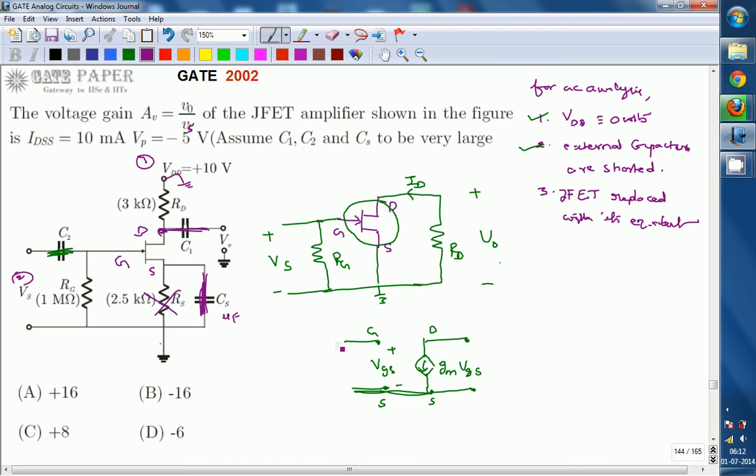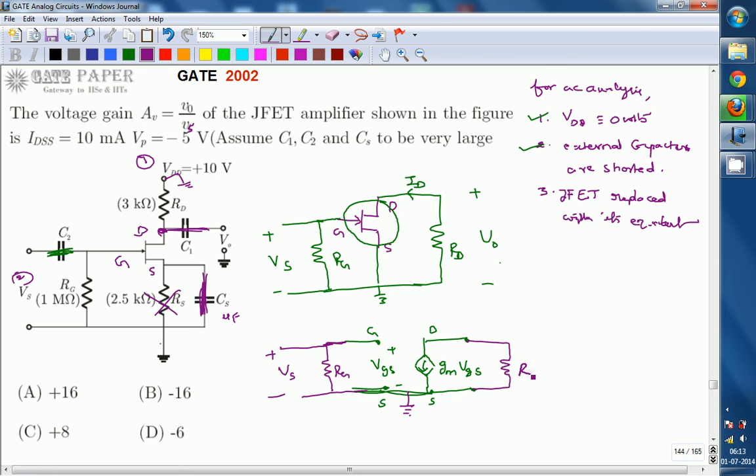Now starting with the gate, the gate is connected with a resistor RG towards source, and the source is going to be grounded. So this is RG, and the voltage source VS is directly connected with RG. So this is the gate side circuit. And at the drain side, this is VS. The drain side is connected with RD.